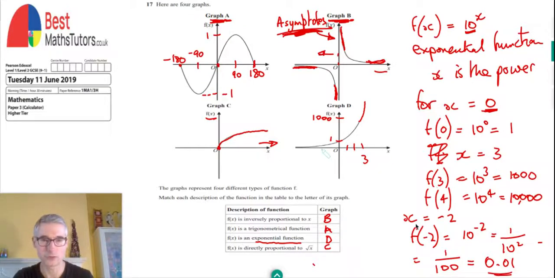So at x equals -2 here, we can see we're starting to get close to the horizontal axis. And again, this horizontal axis is actually an asymptote, because we're only going to touch it at minus infinity. We're never actually going to get there, in other words.